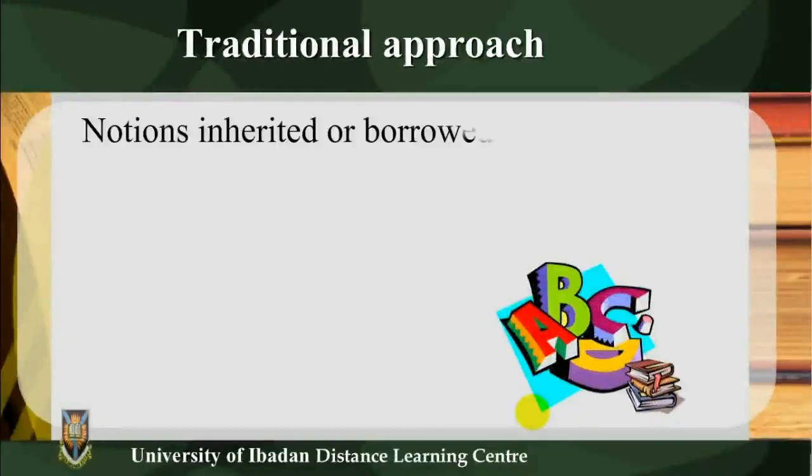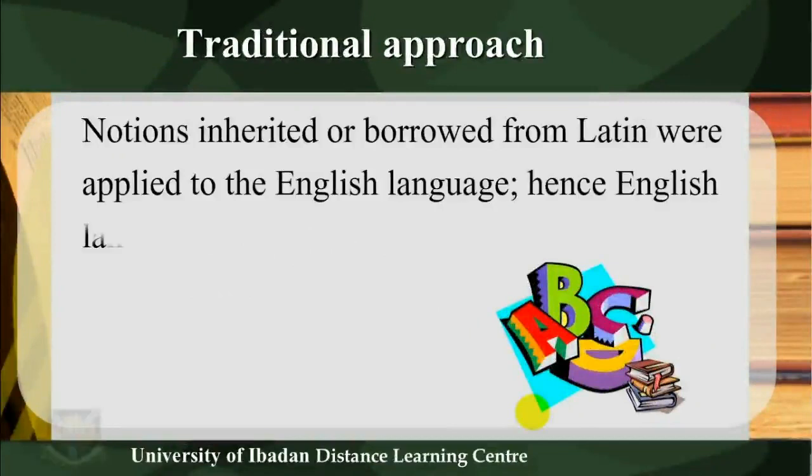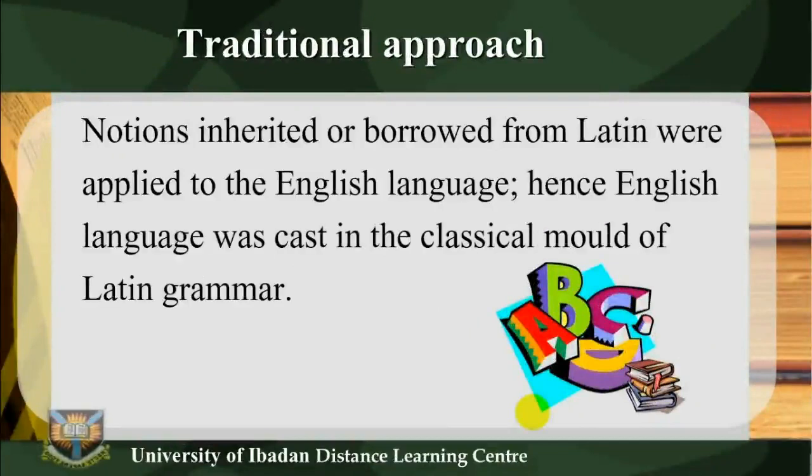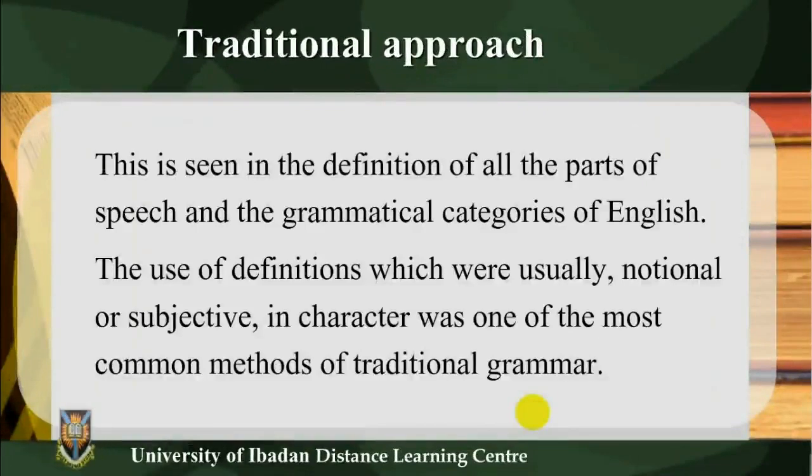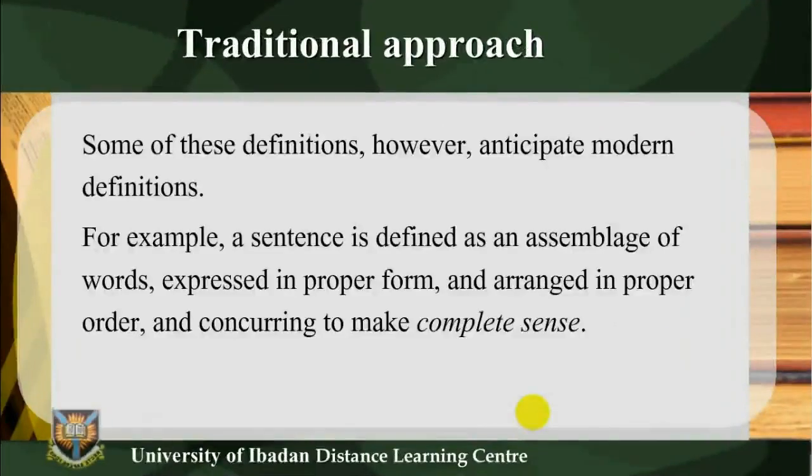Traditional approach. Notions inherited or borrowed from Latin were applied to the English language. Hence, the English language was cast in the classical mold of Latin grammar. This is seen in the definition of all the parts of speech and the grammatical categories of English. The use of definitions which were usually notional or subjective in character was one of the most common methods of traditional grammar. Some of these definitions, however, anticipate modern definitions.